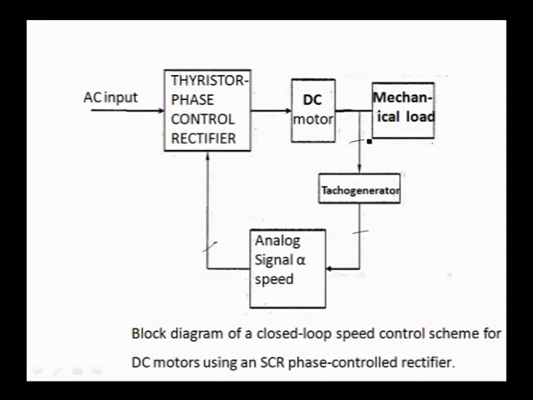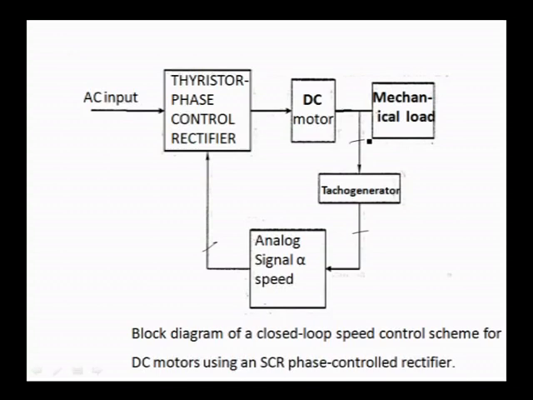In a closed loop, we keep on measuring the speed at set intervals, using the tacho generator, which converts the physical quantity speed into an electrical quantity. We use that control signal to vary the firing angle of the thyristor. Once the firing angle is varied, its output voltage varies, so the voltage applied to the armature of the DC motor varies and the speed varies. This is how the closed loop system works.